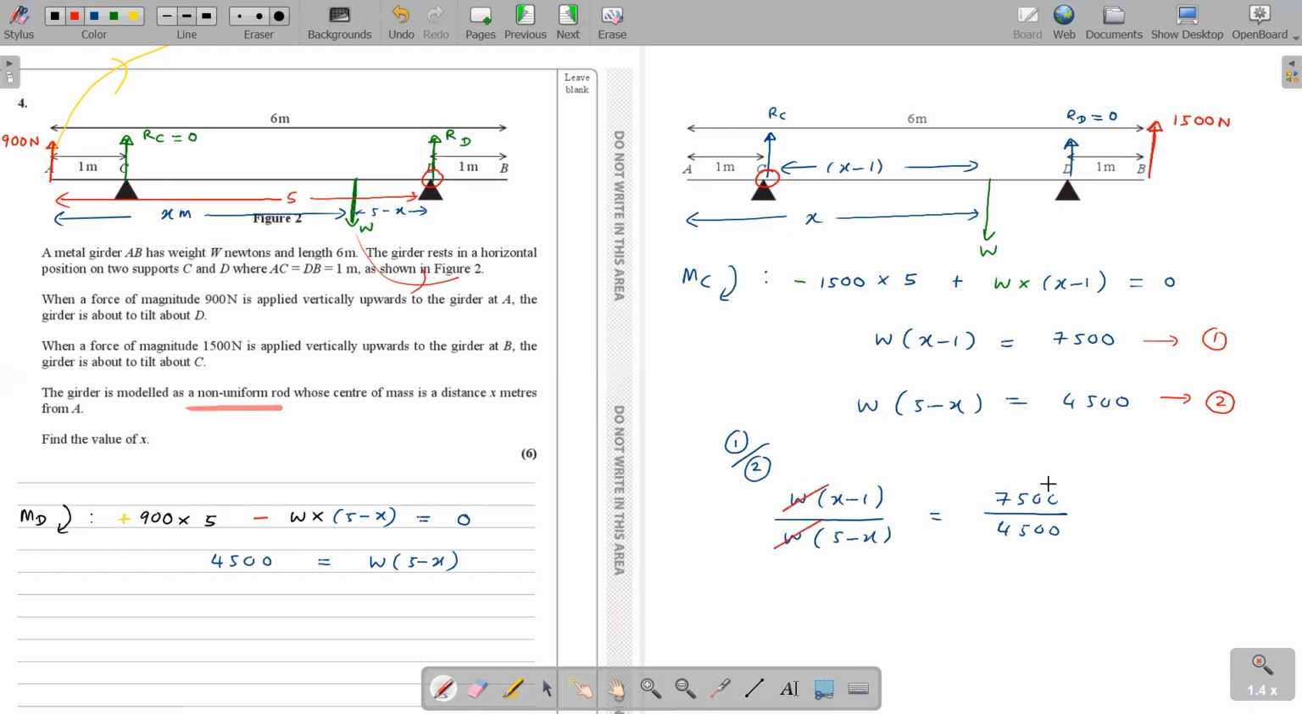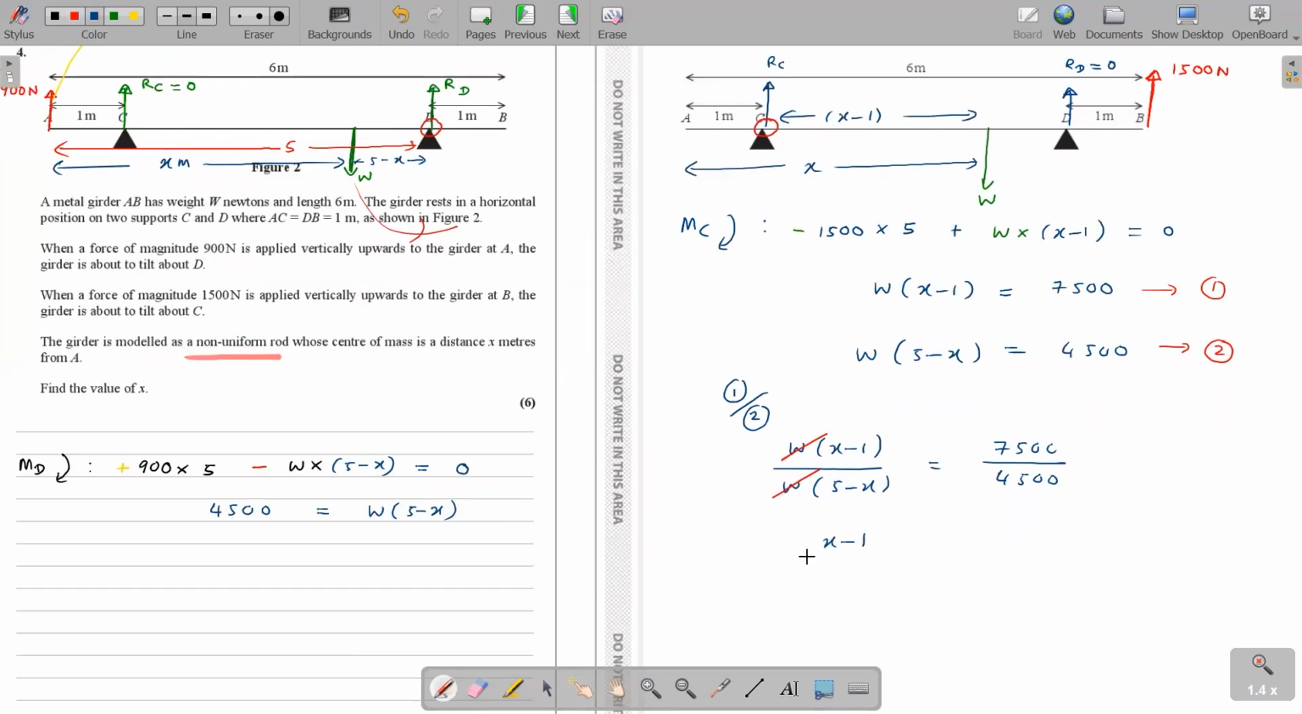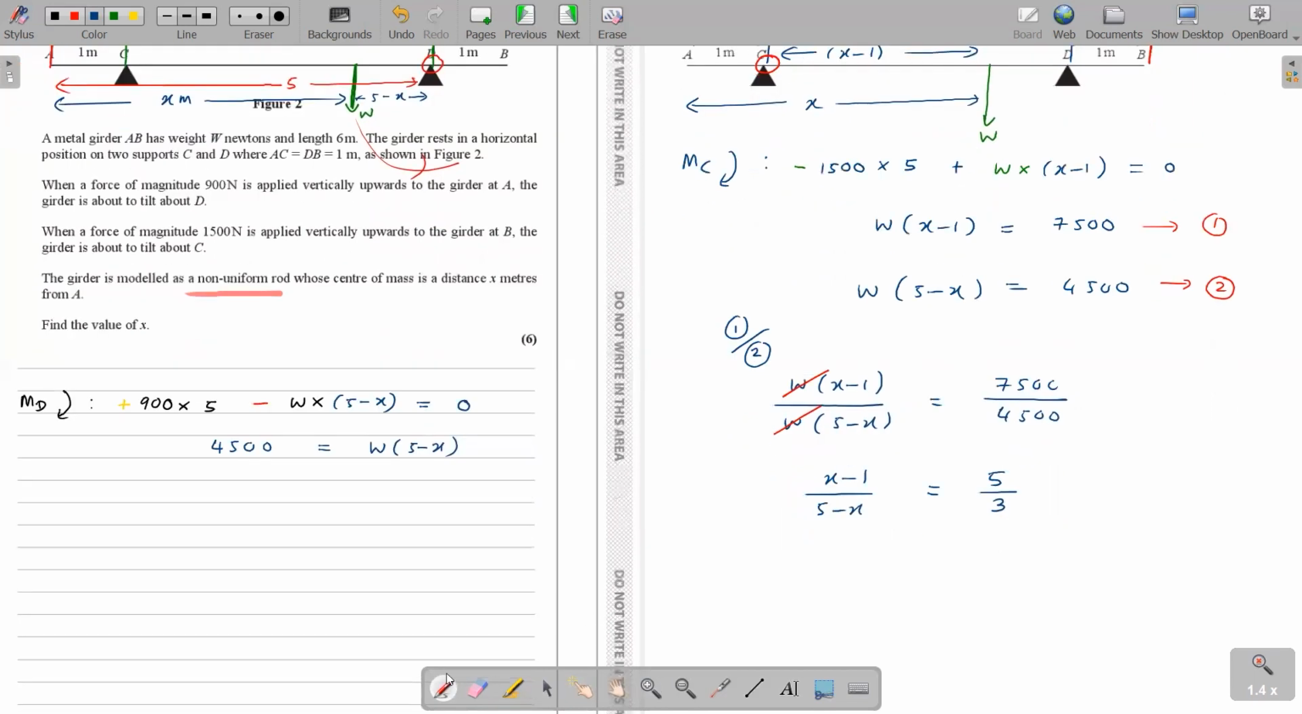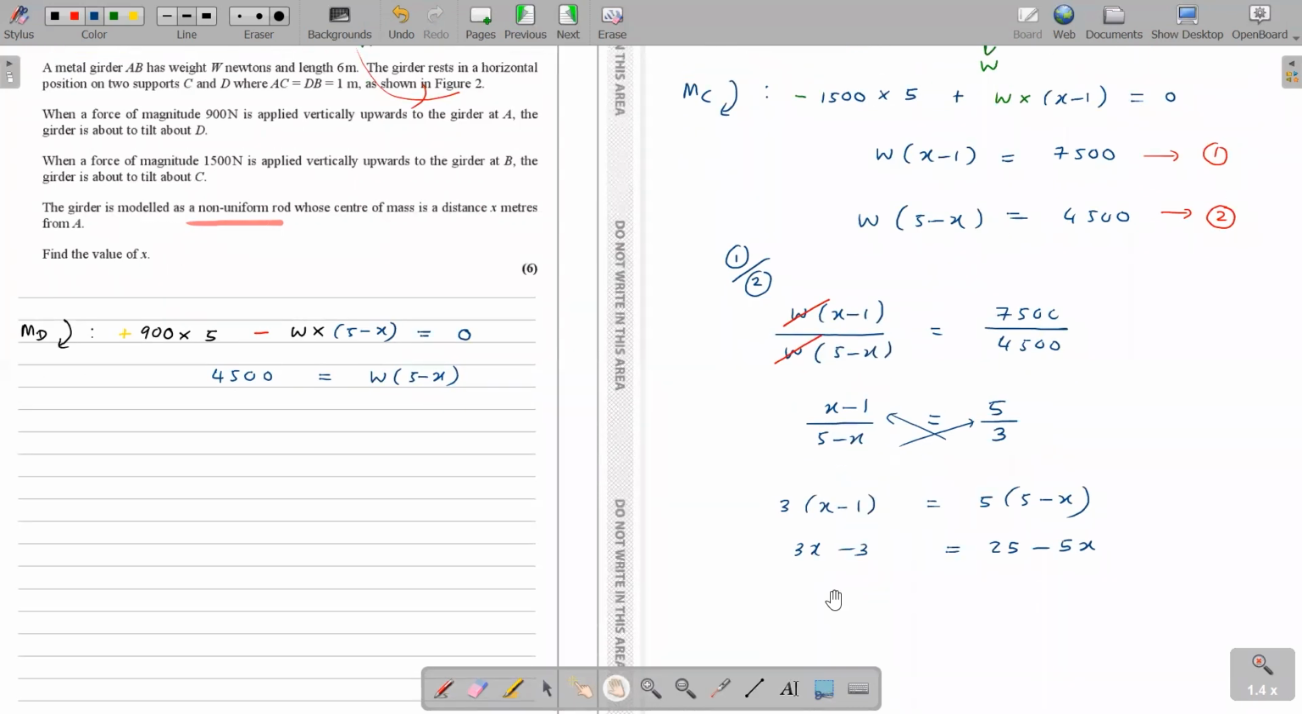W to W cancels and 7500 over 4500. Can I have the simplest form answer? What is the simplest form answer? X minus 1 over 5 minus X. How much? 5 over 3. Yeah, 15 times 5, 15 times 3. And then cross multiply, so 3 times X minus 1, 5 times 5 minus X. So you get 3X minus 3 equals 5 times 5, 25 minus 5X. Which gives me 3X plus 5X is 8X. 25 plus 3 is how much? 28, right?